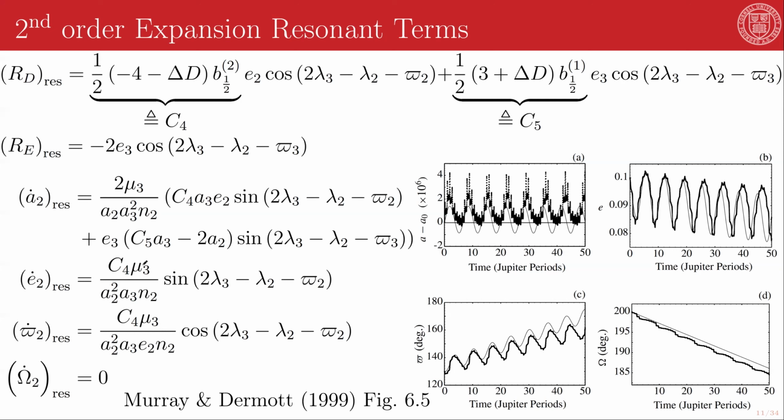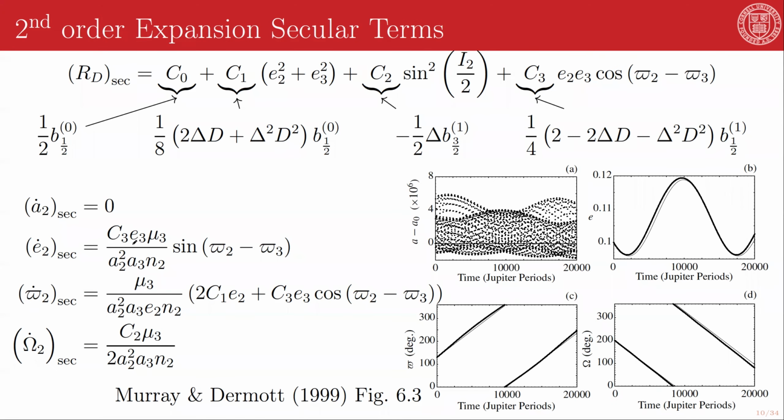It is crucial to remember that these differential expressions are operating at the same time as the secular ones. Just because we now have resonant perturbations doesn't mean that the secular perturbations go away. So let's quickly recall what our secular theory predicted. We predicted no variation in the semi-major axis, sinusoidal variation in the eccentricity, and linear variation in both varpi and capital omega, so strictly linear changes in the longitude of periapsis, and the longitude of the ascending node.